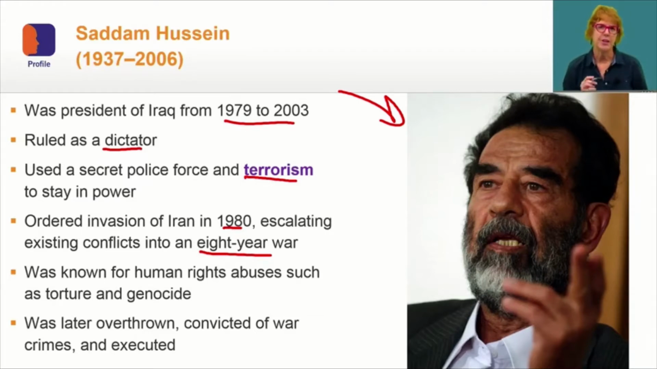The previous year, Iran's Ayatollah Khomeini had called on Iraqis to overthrow Hussein's Ba'ath government. As president, he became known for human rights abuses, including torture and genocide. In 1988, he attempted to annihilate the Kurdish race through military operations that killed at least 50,000 civilians and destroyed thousands of villages. He was eventually overthrown, convicted of war crimes, and executed. Hussein rose from obscurity to become the president of Iraq and ruled the nation as a dictator.